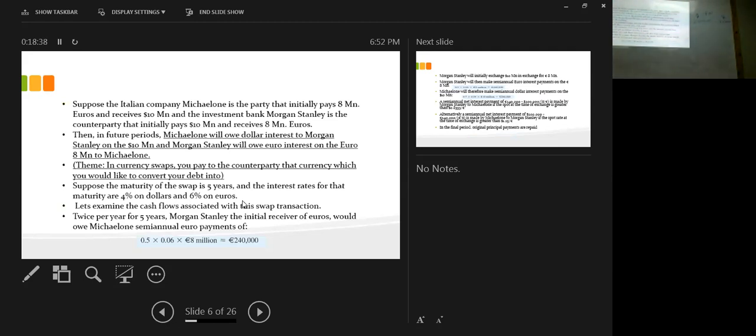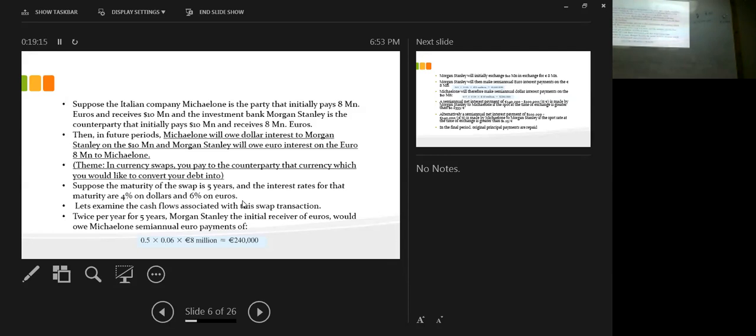Suppose the Italian company, so this will be the Italian company B. It's a party that initially pays 8 million euros and receives $10 million. And the investment bank Morgan Stanley, that's A, that's the US, is the counterparty that initially pays 10 million and receives 8 million euros. Then in future periods, Micheloni will owe dollar interest to Morgan Stanley on 10 million, and Morgan Stanley will owe euro interest on the 8 million euros to Micheloni.